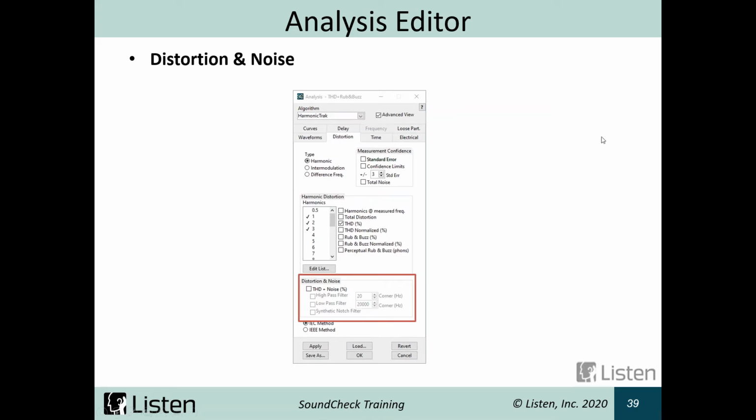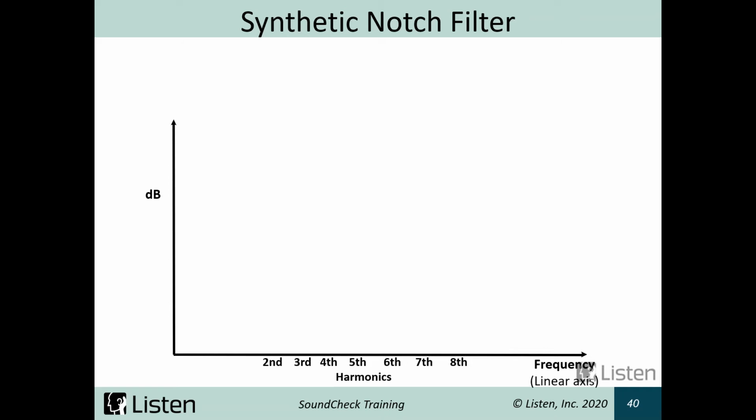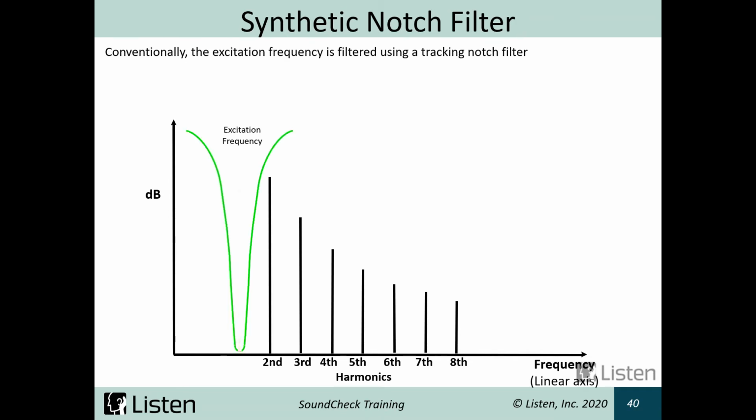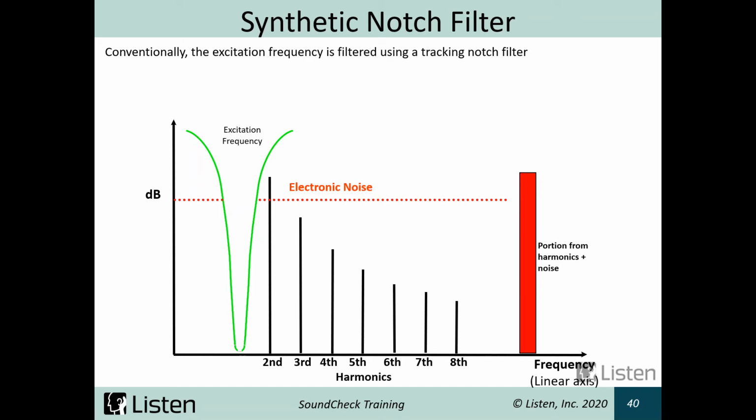So what this synthetic notch filter does, and let's think of this in contrast to how traditional THD+N used to be measured. So we put in an excitation frequency, we get harmonics, and what we want to measure is everything except the orange frequency that we input. So traditionally and conventionally, this was filtered using a tracking notch filter. All of the noise outside of this filter, the harmonics, are going to be added together and give us our THD+N.